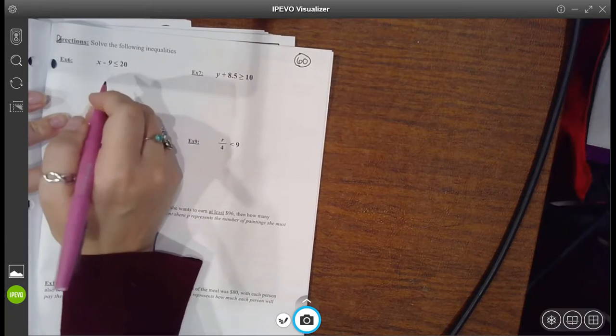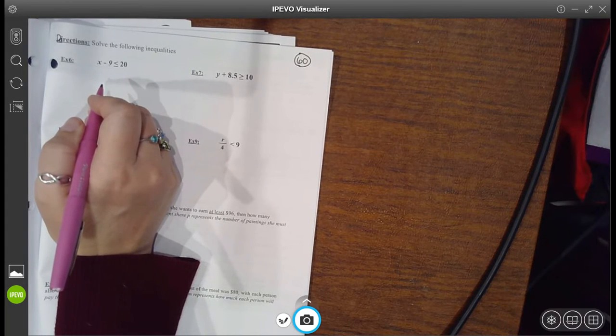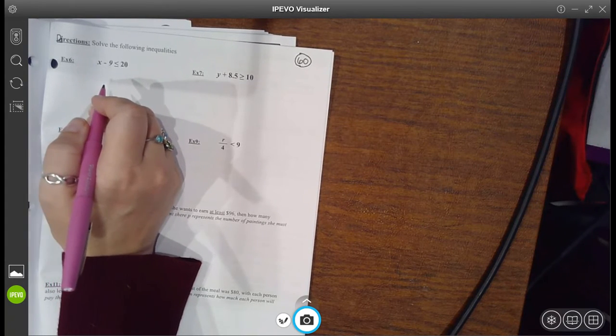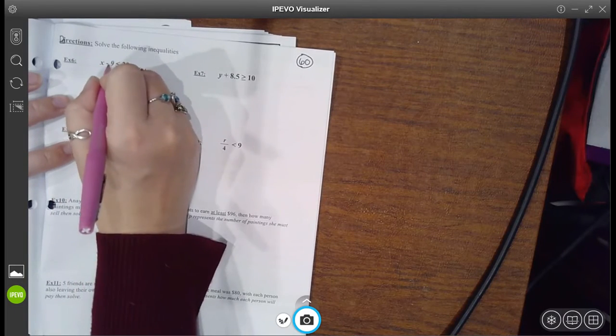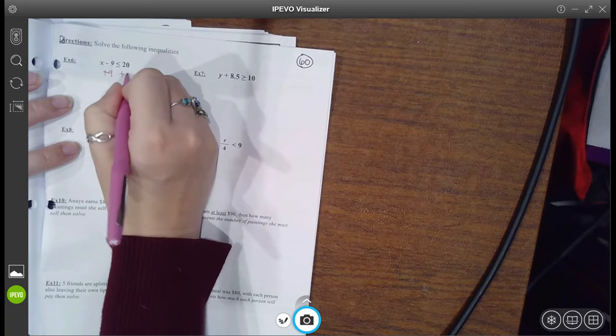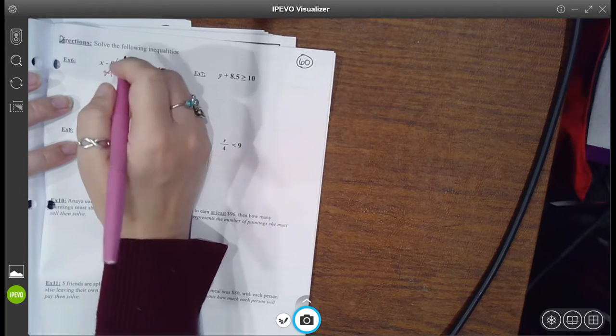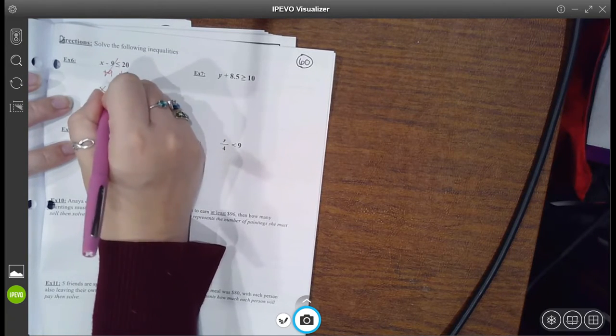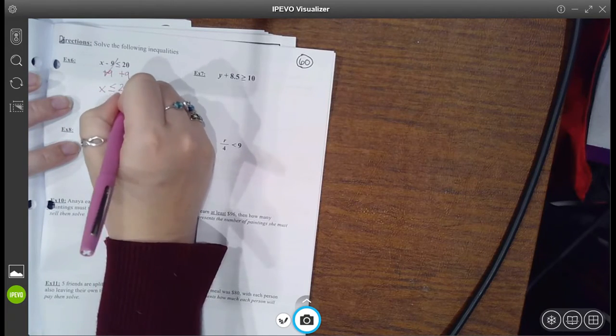Okay, on the next page over here, again, how do you get a variable by itself? Do the inverse. So we're going to do the inverse of subtracting 9 is to add 9. Whatever you do to one side, you do to the other. Those cancel out, and then you have x is less than or equal to 29.